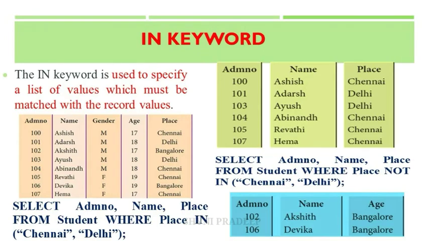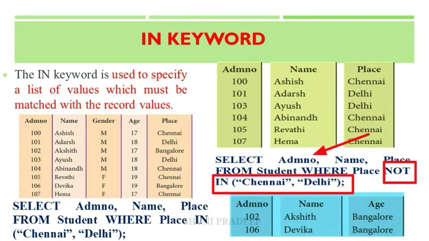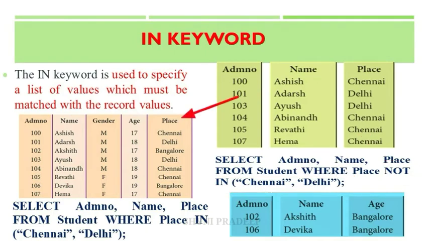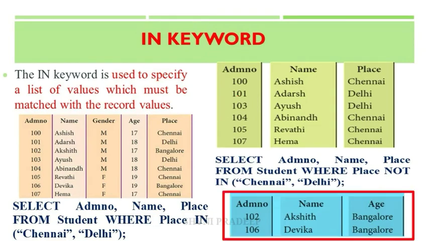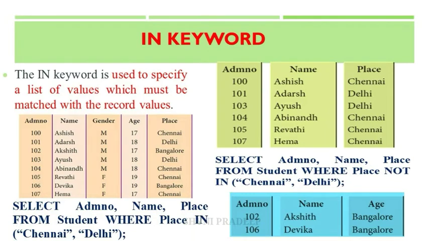Okay. See, the next example is given. Select admission number, name, place from student where place not in Chennai, Delhi. NOT IN means what? Except Chennai, Delhi. Okay. So, except Chennai, Delhi, other place values will be printed. See here, except Chennai, Delhi, Bangalore is given 2 times. Okay. So, it will be printed on the output screen like this. So, here the IN keyword displays only those records that match the list, whereas the NOT IN keyword displays only those records that do not match the list.